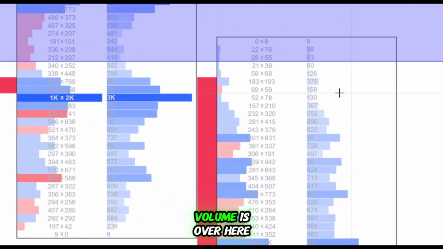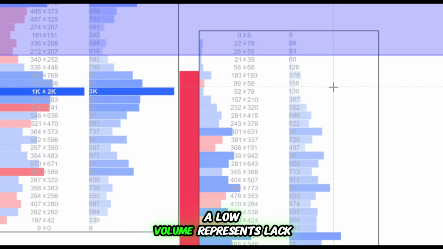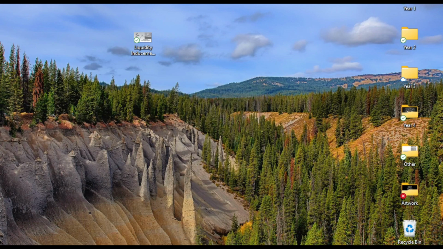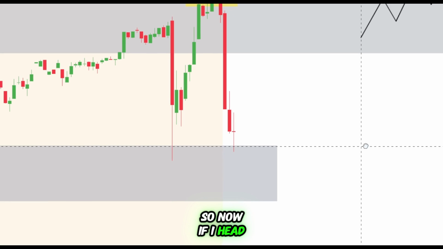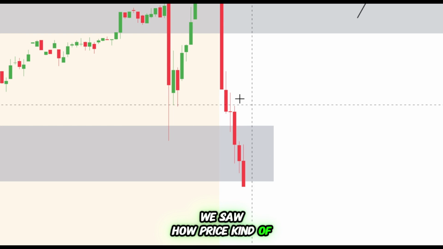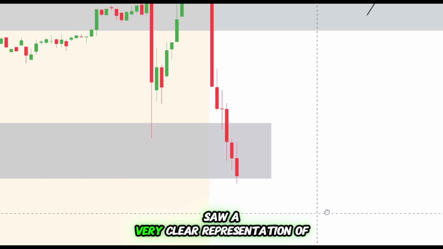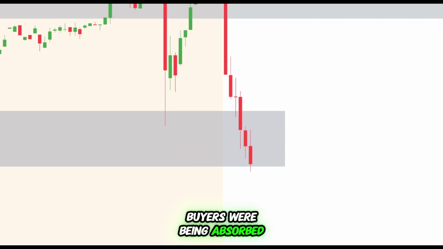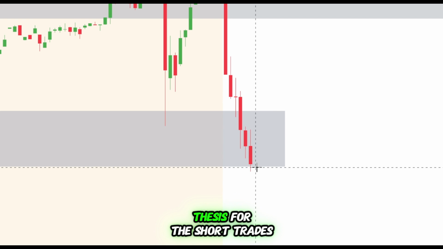Again, we see the volume from here decrease. Look at how low the volume is over here. Low volume represents lack of interest for those specific prices. So now if I head back up to the candlestick chart, what we understood over here is how price came through. Here we saw a very clear representation of how aggressive buyers were being absorbed. So this is essentially the thesis for the short trade.